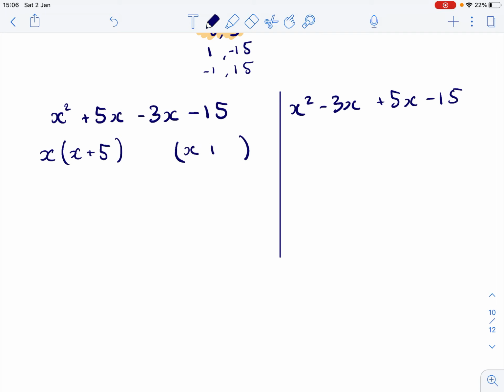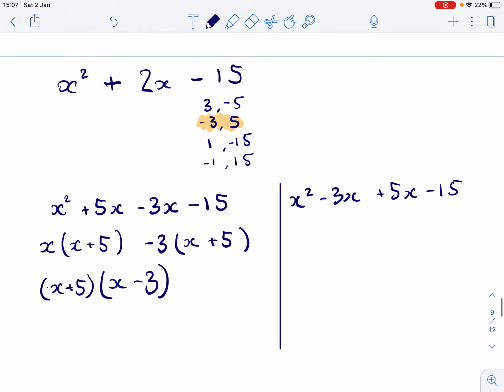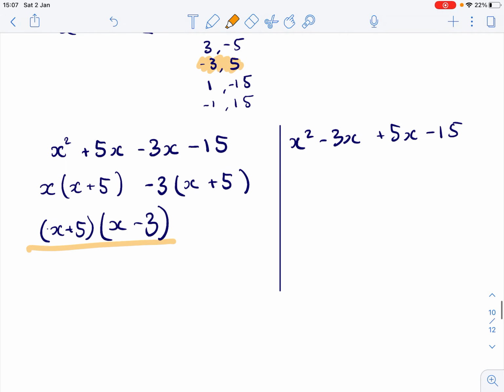So what I'm going to do is make sure that the brackets are the same first, and what number has to go in front of this? Well, it has to be a minus 3, and that will get me my minus 15 at the end as well. Okay, so now I take out a common factor of x plus 5, and what am I multiplying x plus 5 by? x over here, and minus 3 over here. So this fully factorised is x plus 5, x minus 3.